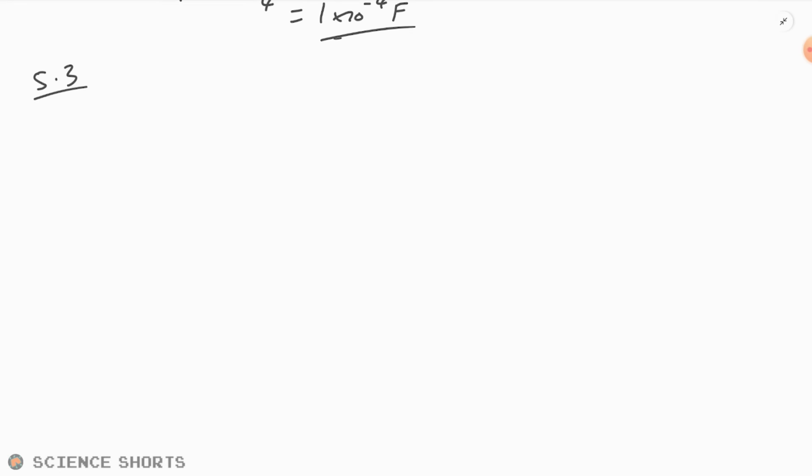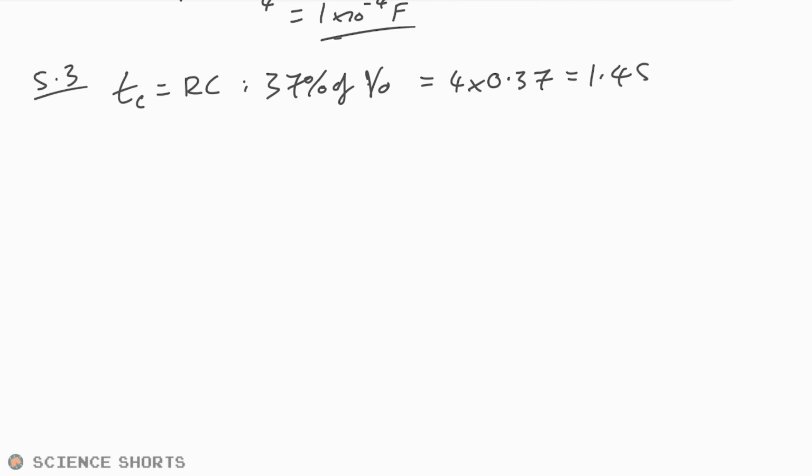5.3: when it reaches 4 volts, it's discharging, and then at 2 volts, it's charging. Okay, this is a bit crazy, this graph. Determine the value of R2. Okay, shouldn't be too hard. So we have a graph when it's discharging, so we can use our time constant. So TC equals RC, yes, we know, equals 37% of V0. And that's going to be equal to 4 volts times 0.37. So that is 1.48 volts.